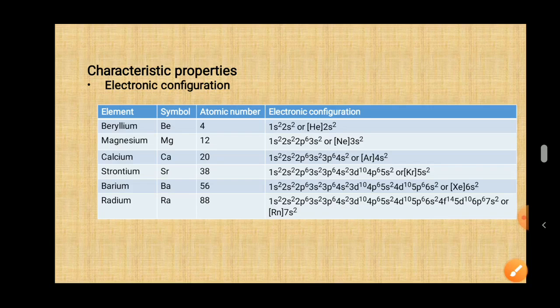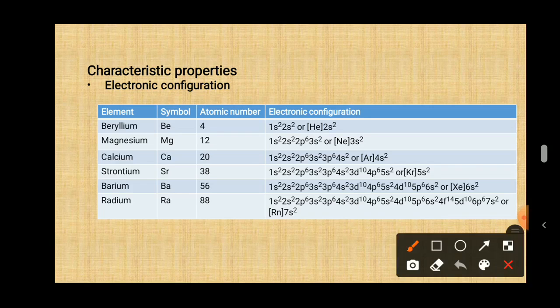The next one, the characteristic properties. First one is electronic configuration. What is the general electronic configuration of S block elements? I already explained, that is noble gas ns2. This is the general electronic configuration. So beryllium symbol is Be, atomic number is 4. Based on that, 1s2 2s2.